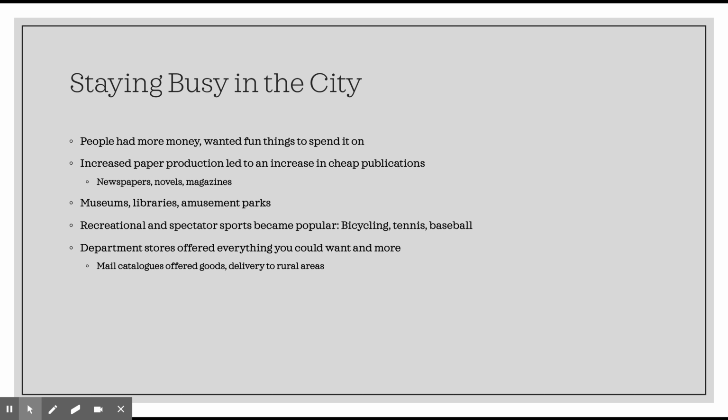And people also got into bicycling, tennis, baseball, boxing. All that ended up taking off. Department stores were these massive stores where you could go and see everything you could possibly want and more. And these department stores would reach out to people in rural areas by mailing them catalogs where people could flip through them and order basically whatever goods they saw and have them delivered to their homes. It's kind of like an earlier version of buying things off the internet, right?